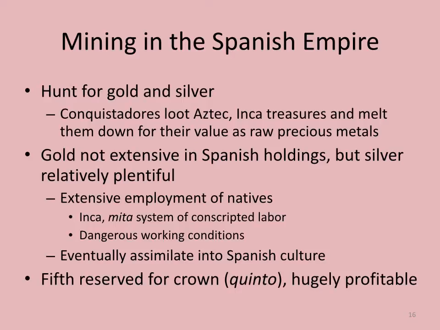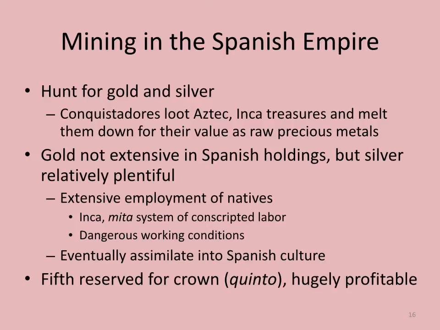Now, mining in the Spanish Empire, going back down, the hunt is for gold and silver. Conquistadors are going to destroy the Aztec and Incan treasures and melt them down for value, or raw precious metal. So that's why we don't have a ton of information in relics, because the Spanish destroyed them. Now, the gold is not extensive in Spanish holdings, but silver is relatively plentiful. So there's not a ton of gold, but there's a ton of silver.